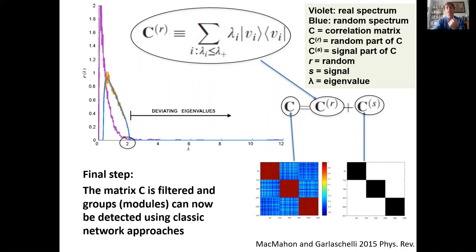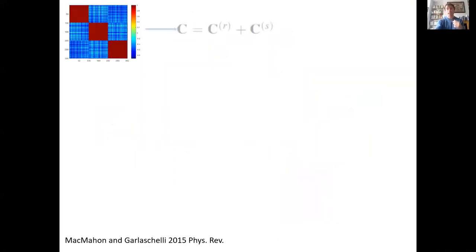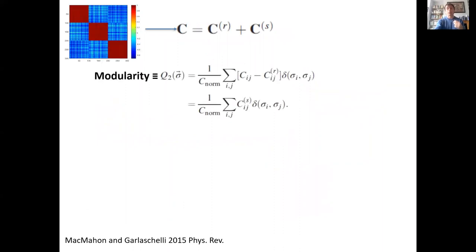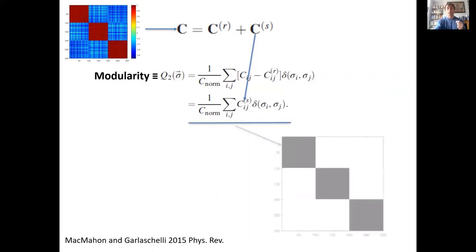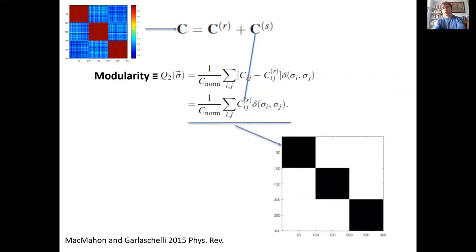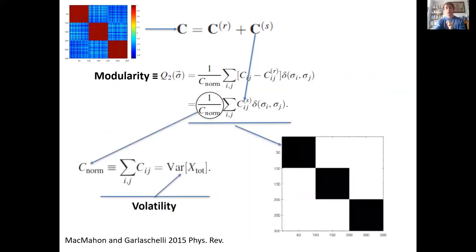And then you can apply a concept, which is a network concept, modularity, where in a module, you have species that interact more with each other than between modules. So you have the modularity matrix, you now have the random component, and now you have the signal. And so you can identify those particular clusters, and you can also have a metric of volatility, which will tell you how variable the whole system is in terms of the overall structure of the community.